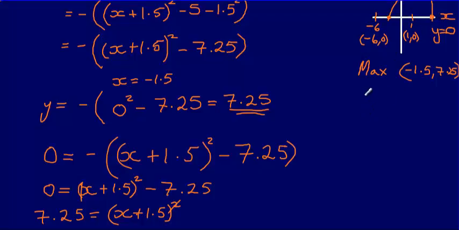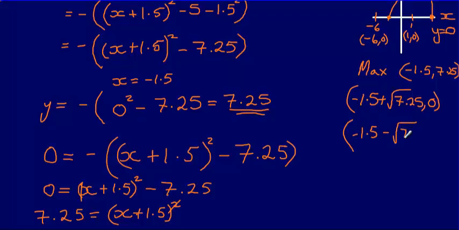So let's jot those two coordinates down as well. So we've got minus 1.5 plus the square root of 7.25, 0. So that was one of our coordinates. And then the other coordinate is going to be negative 1.5 minus the square root of 7.25, 0.